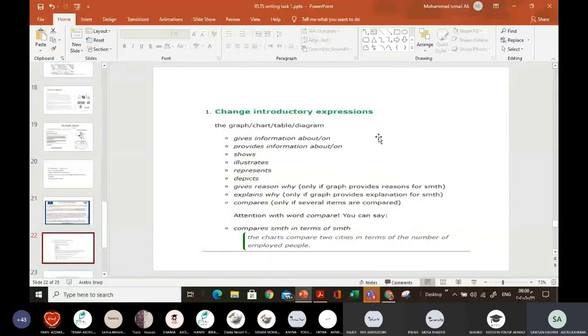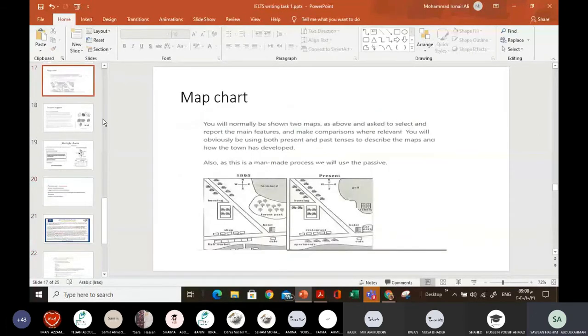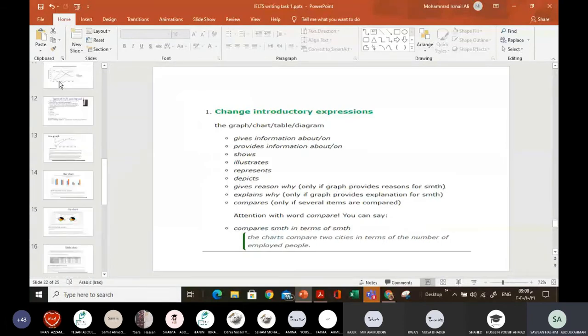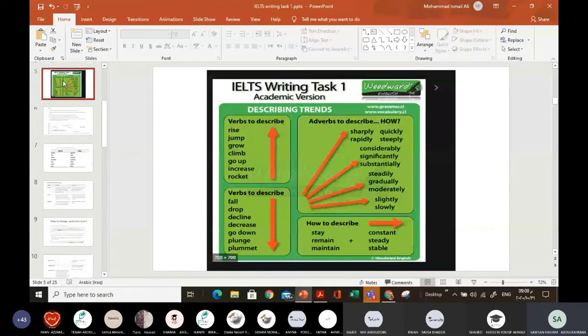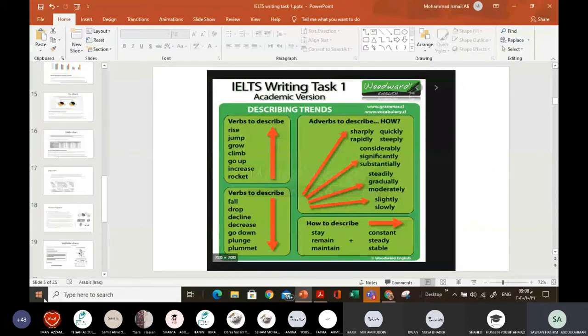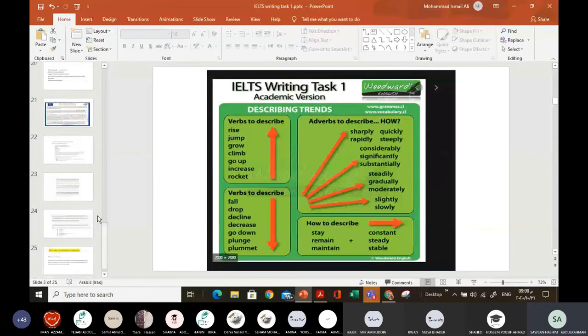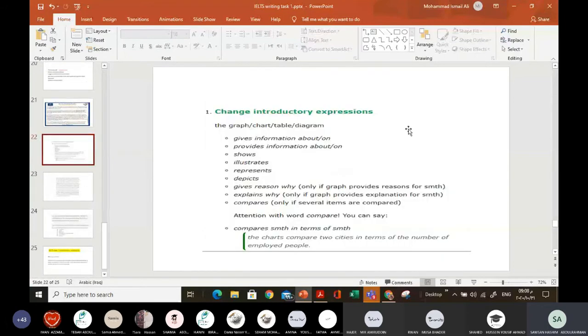Let's come here. In order to start our writing, it's very important. So this page and this page, this one, is very important. You keep these 2 pages in your mind.